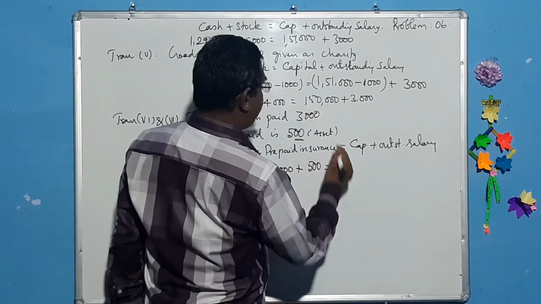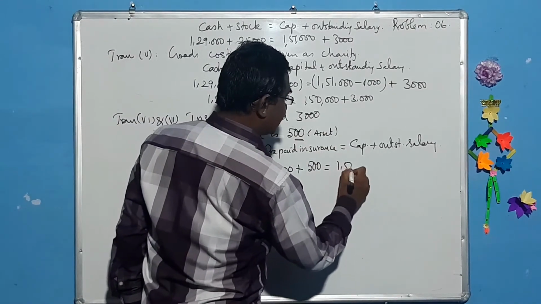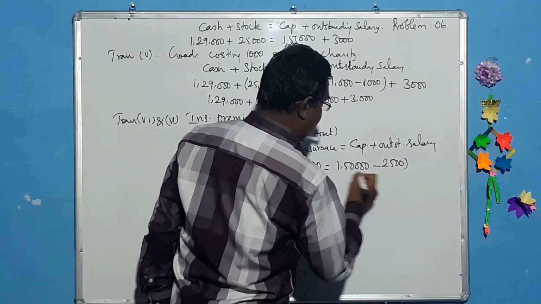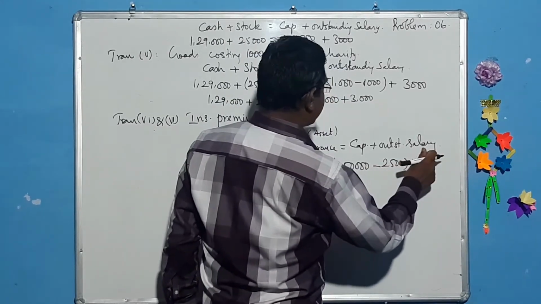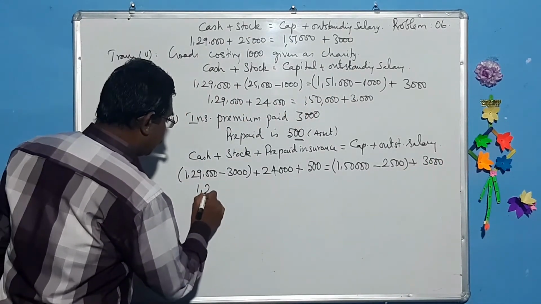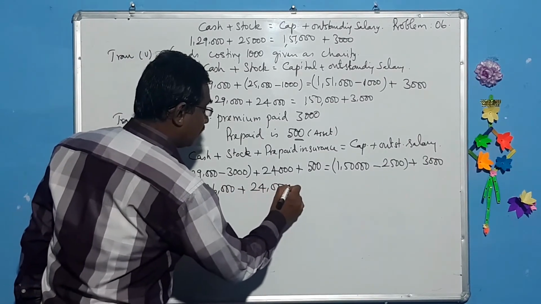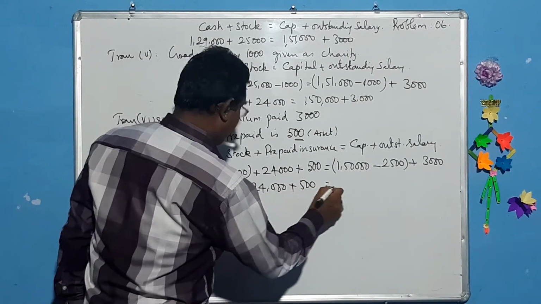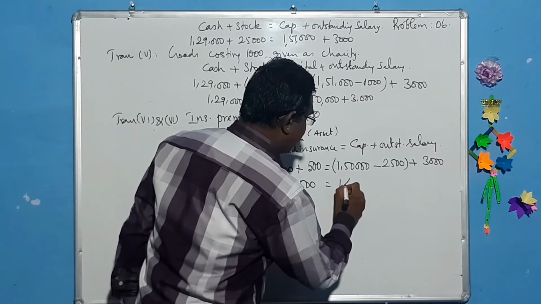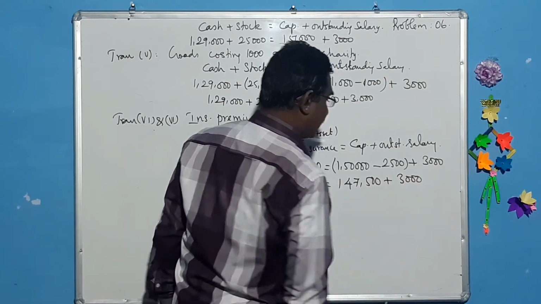From capital, what is the capital? 1,50,000. 1,50,000 is the capital. From capital, you have to subtract only 2,500, and there will not be any change in the outstanding salary, 3,000. Now, 1,26,000, 24,000 plus 500. On the whole, that comes to 1,50,500. This is 1,47,500 plus 3,000. Yeah, we get the correct answer.